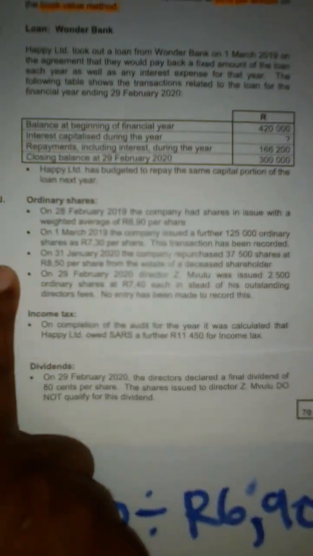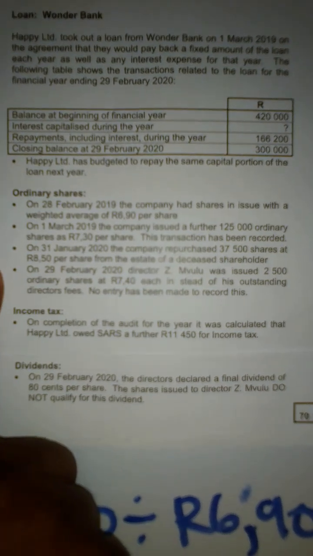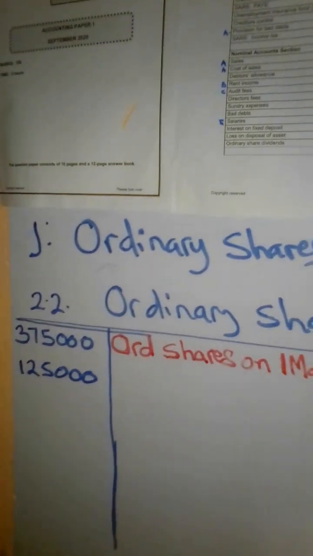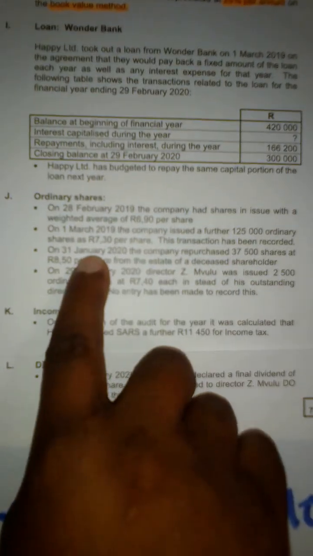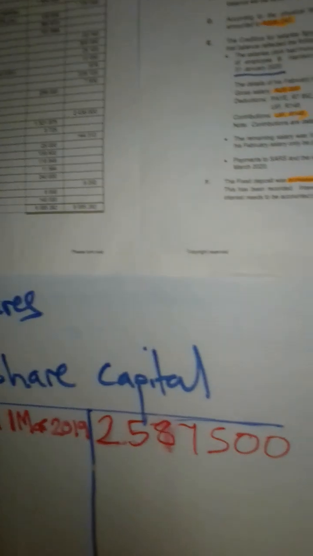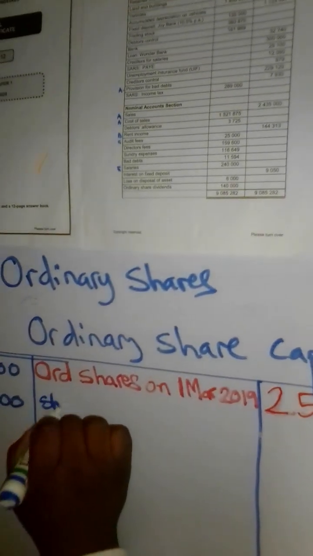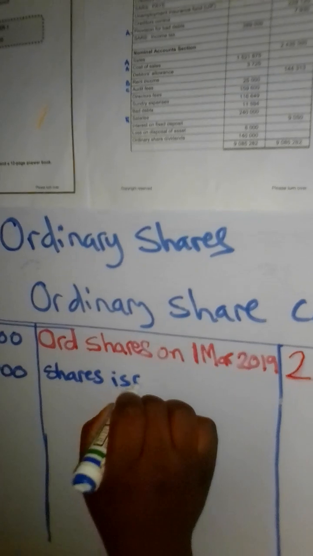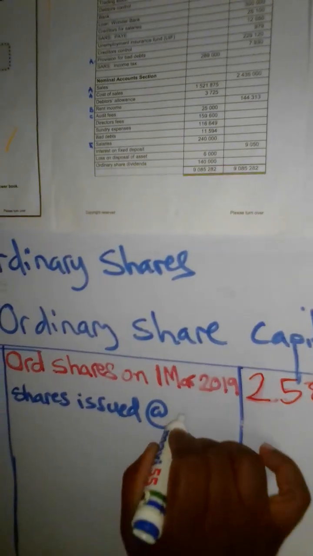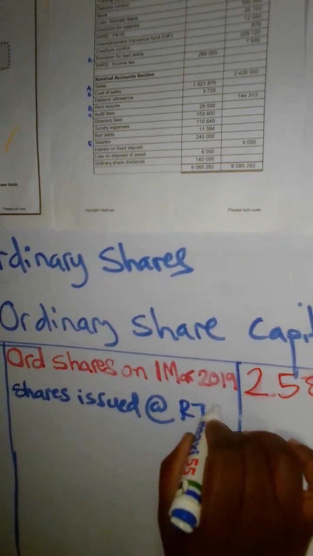On the 1st of March 2019, the company issued a further 125,000 shares. At what price? Ordinary shares are at R7.30 per share. So let's also record those shares. Shares issued at R7.30.